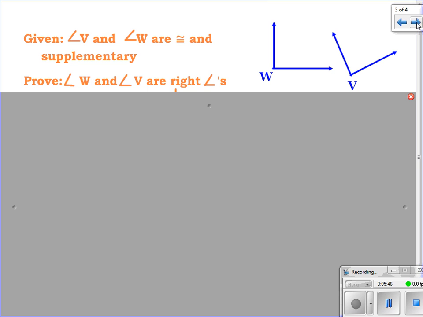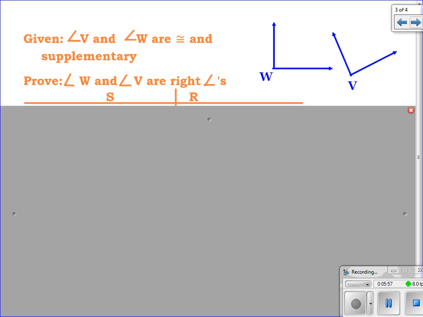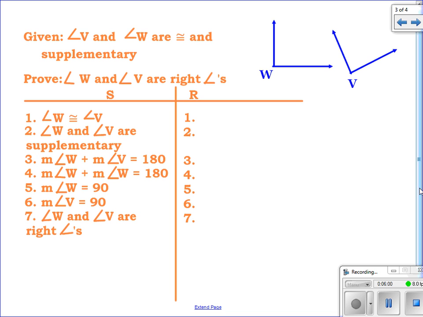Okay, in this one, the given is that V and W are congruent and they're supplementary. We're trying to prove that they are right angles. So let's look at this one. What is the reason for W congruent to V? How do you know that? Given. It's given. Where do you think givens are usually going to be in a proof? At the very top. It's probably a good guess. And if you don't write down the given on the test, it's pretty sad. Let's just be honest. You can at least write down the givens. Those are the gimme points.